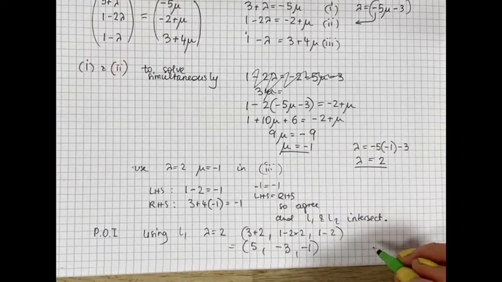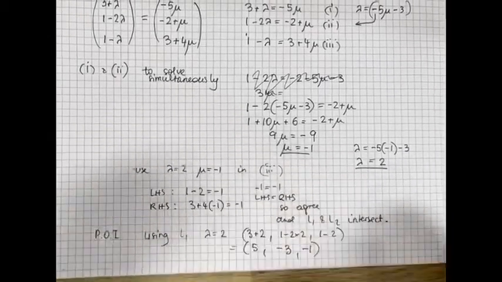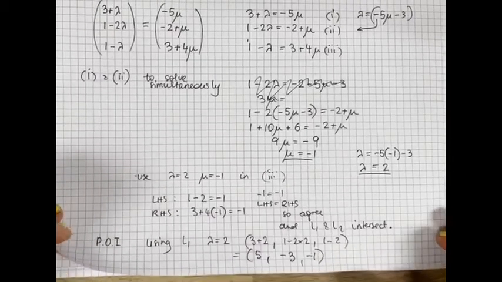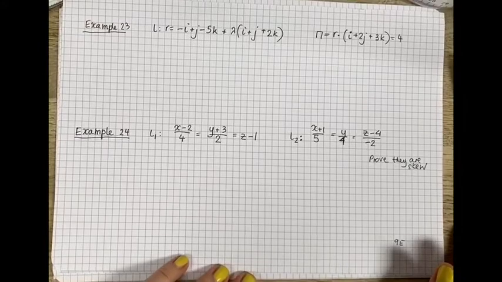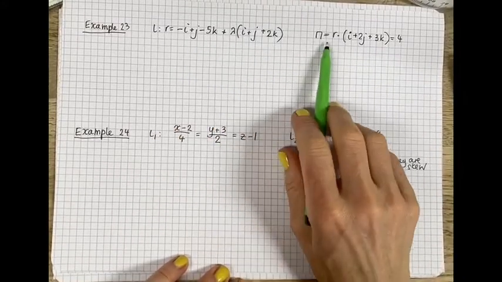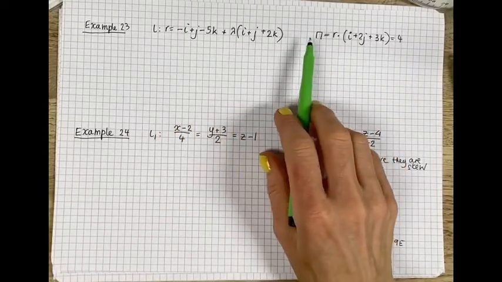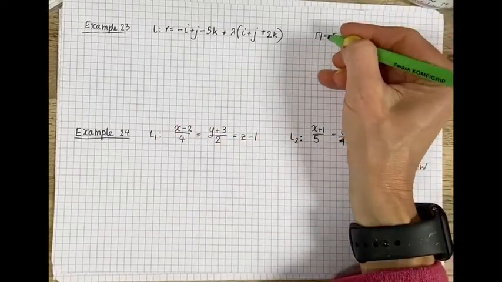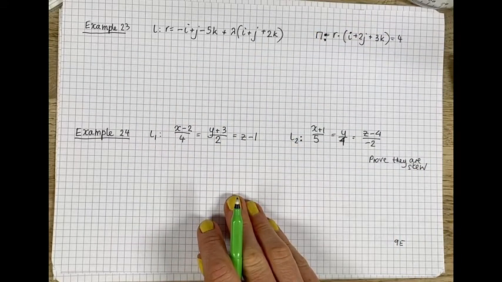So that will take us to, oh, there's 2 more examples. Okay, so let's have a go at another example. Example 23, we've got a straight line with the following equation, and we've got the equation of a plane, so line L and plane pi. And we are asked to find the coordinates of the point of intersection of that line.